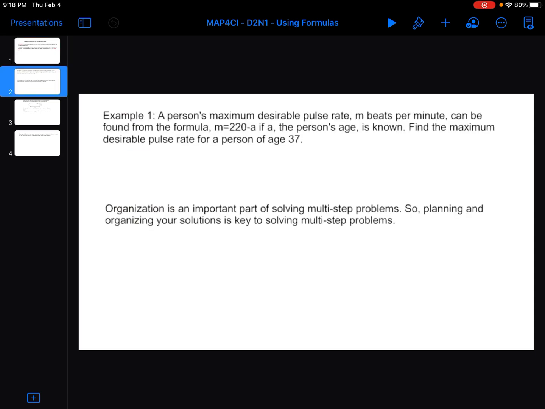So if we look at this one, it's kind of to do with medicine. A person's maximum desired heart rate when they're working out, the beats per minute, M, can be found by using M equals 220 minus the person's age, A. We can find the maximum rate of a person that's 37 by just doing M equals 220 minus 37, which would be 183, and that's going to be beats per minute.